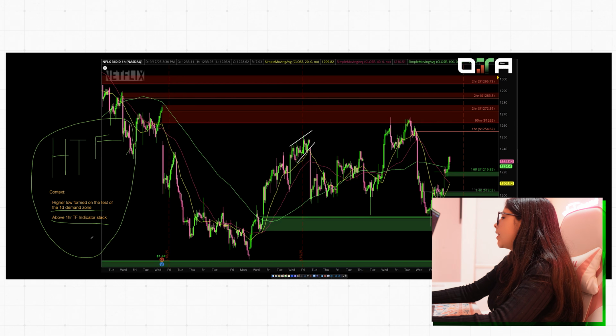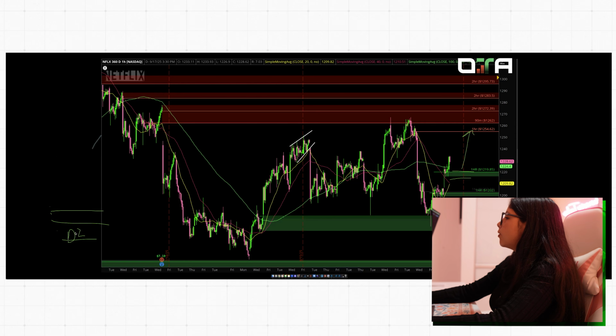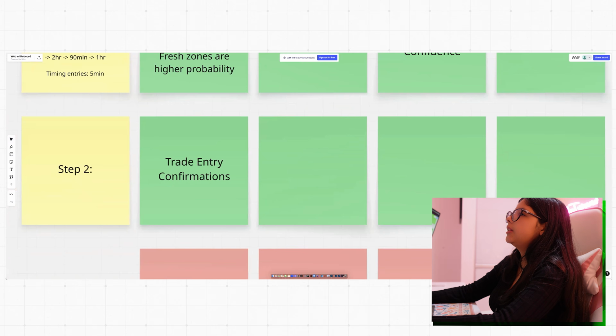So with that, if I add, okay, it tests the demand zone, that's 3 things that could give me a high probability bullish setup before the market even opens. So this is an important part of the process. It's not just 9 EMA and VWAP, it's identifying the zones. But the next step is your trade entry confirmations.